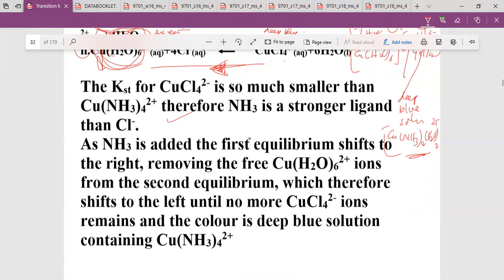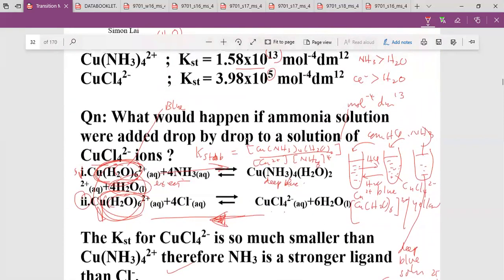As the NH3 is added, the first equilibrium shifts to the right. So the first equilibrium shifts to the right here, because ammonia is stronger than water. The water is present while you put your CuCl4 there, because there's still this one here. This is an equilibrium, so as it shifts to the right, your copper aqueous ion will decrease.